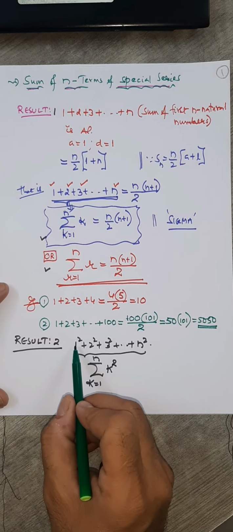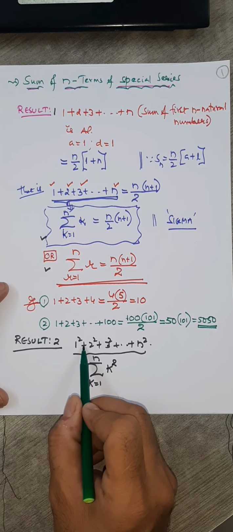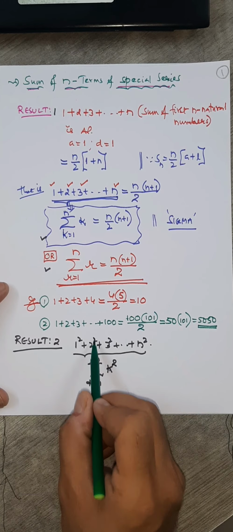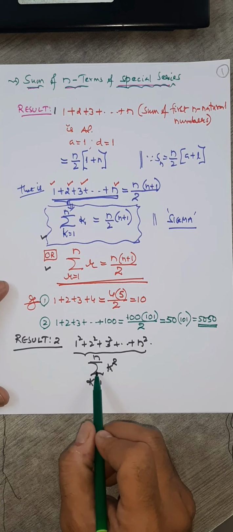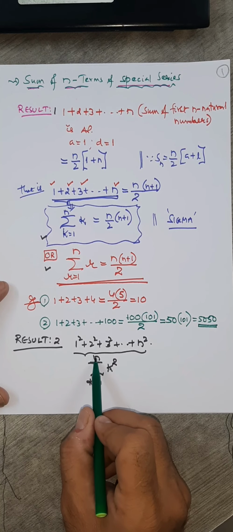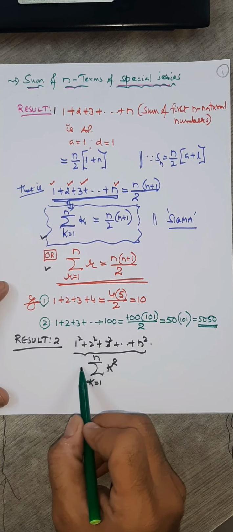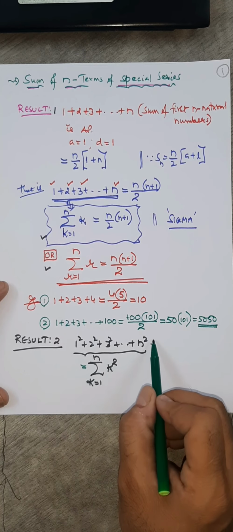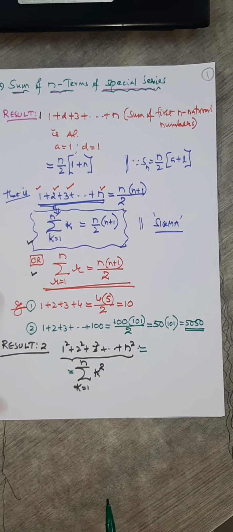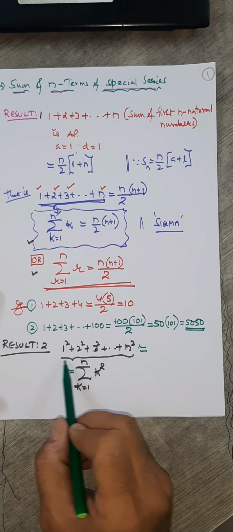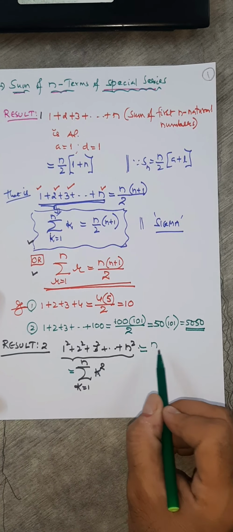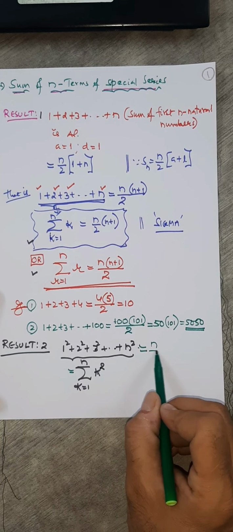If I put k equals 1, 1 squared. Sigma means plus. Put k equals 2, 2 squared. Sigma means plus. Put k equals 3, 3 squared. And which is the last number? That is n. So here, n squared. So the same thing you can express in the form of sigma. And this is not AP, not GP. But using PMI you can do it. Even some other ways are also available. But the formula is this.